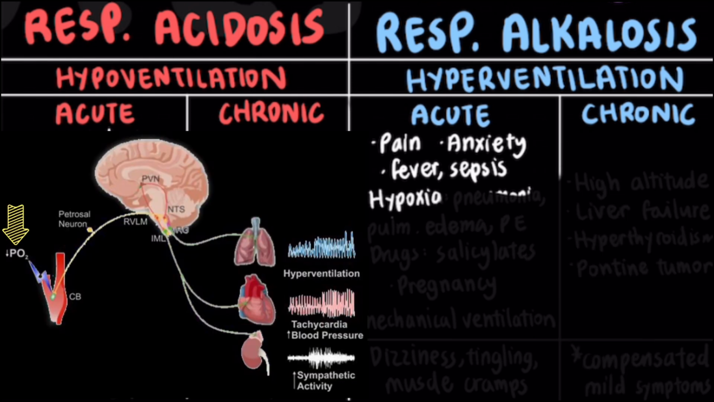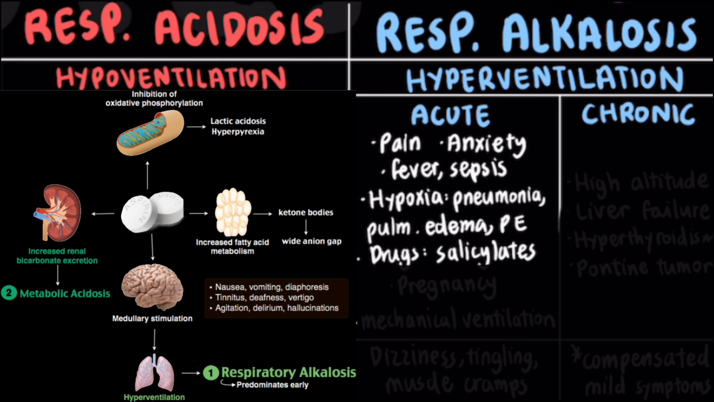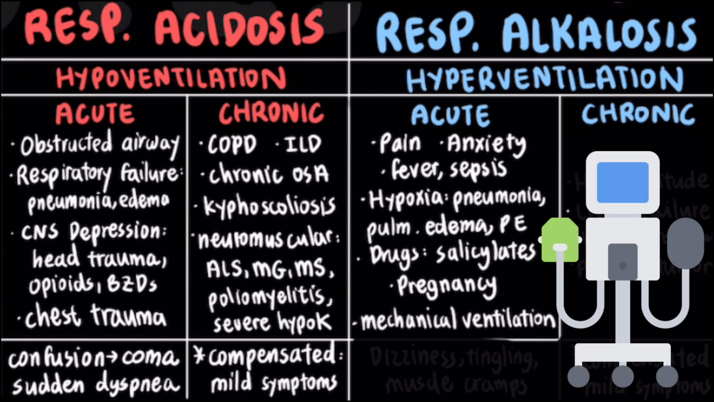Hypoxia from conditions like pneumonia, pulmonary edema, or pulmonary embolism, which stimulates peripheral chemoreceptors to increase ventilation. Salicylate toxicity like aspirin overdose, which directly stimulates the respiratory center in the brain, causing early respiratory alkalosis. Pregnancy, which increases progesterone levels, stimulates the respiratory center, and leads to mild hyperventilation. And mechanical ventilation that's set too aggressively, which can remove too much carbon dioxide if not properly adjusted.